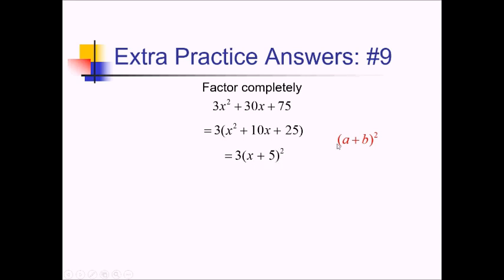And if you do use this shortcut, rather than simple factor-versus-sum reasoning, just make sure you double check by multiplying these together and doubling it to make sure you get 10x. So 2 times x times 5, basically 2ab, that does give us 10x, just like we hoped. So 3 parentheses x plus 5 squared is the answer.